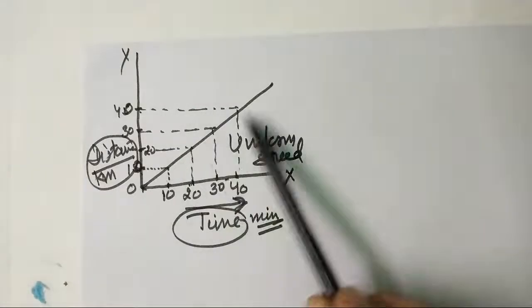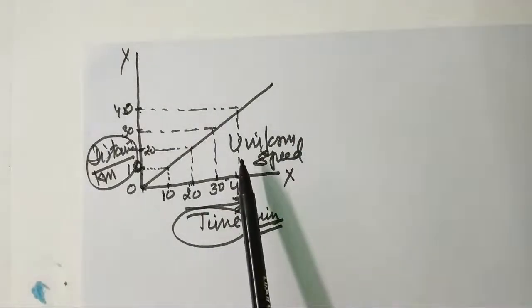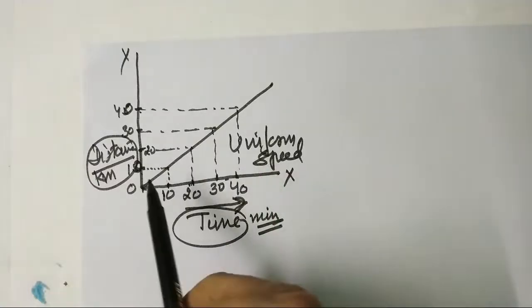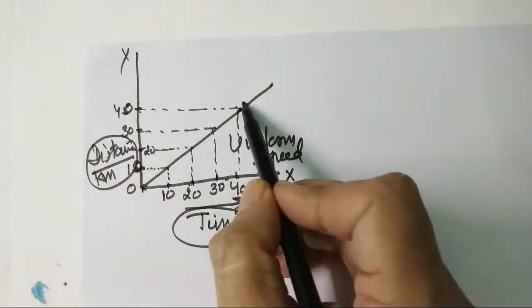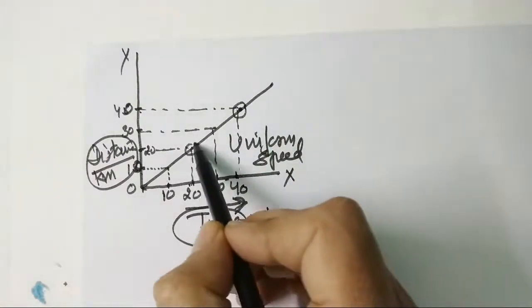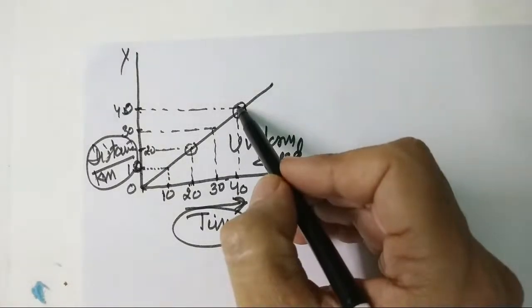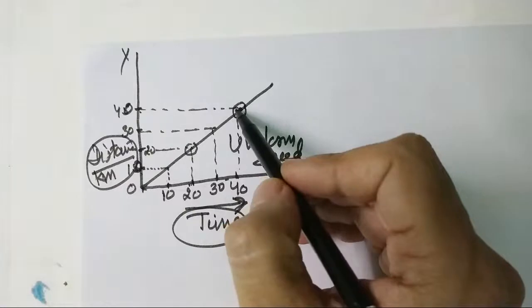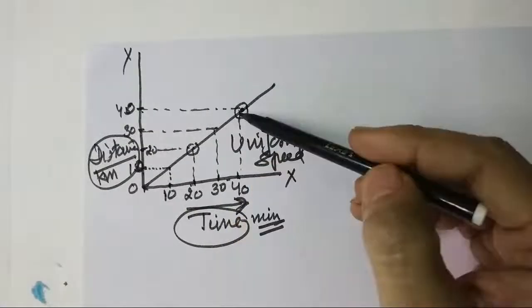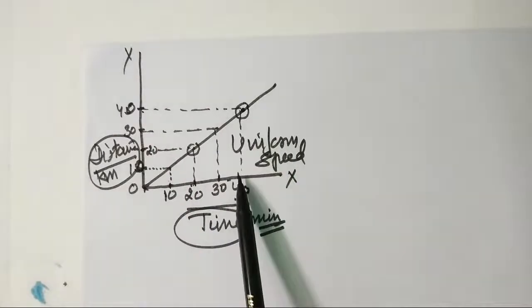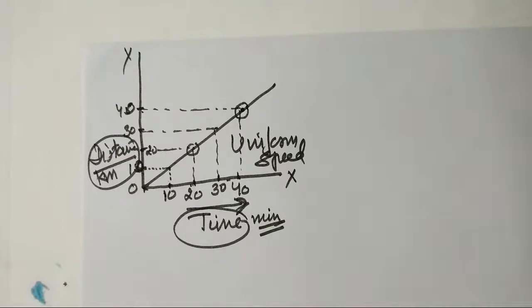If the slope is a straight line, it means it is a uniform speed. So a uniform speed distance time graph can be used to find the speed of the body. You can calculate the speed of the body at different points, at this point or at this point. If you have to find the speed of the body at this point, you will see that the distance is 40 and the time taken is 40. If you divide, it will give you the answer.